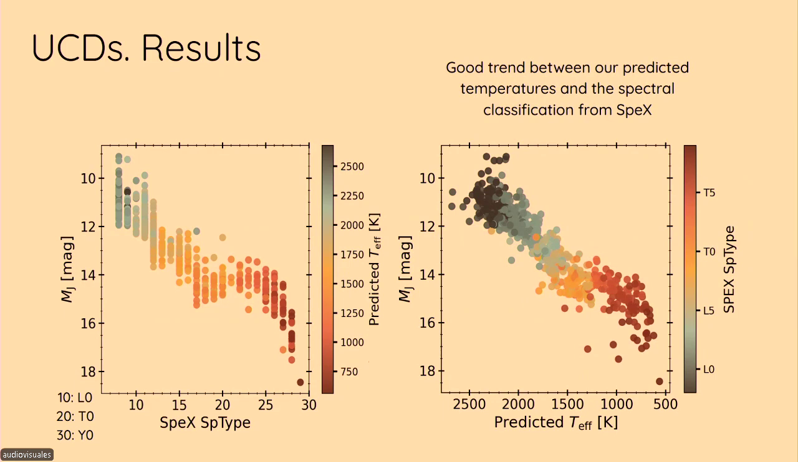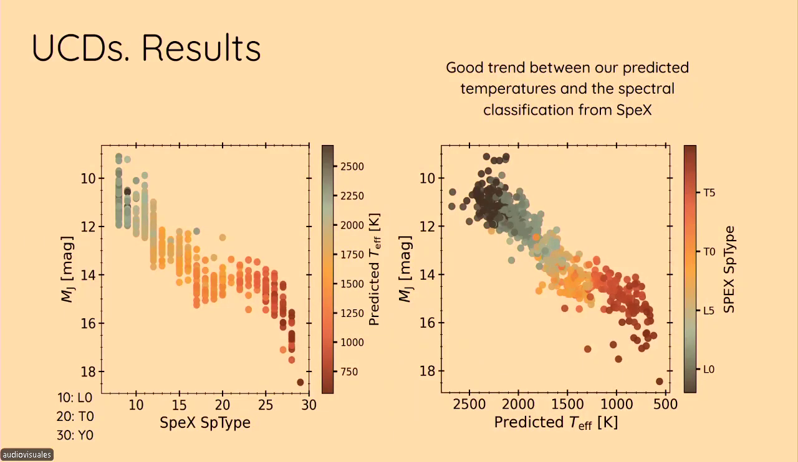So what we did is to repeat our methodology, the same methodology that I explained for the high resolution domain. We repeated the process using this new sample of data in the low resolution domain. And these are very preliminary results, but what we are finding is that the estimated effective temperatures that we obtain with this methodology have a very good trend, a very good relation with the spectroscopic spectral types that are available in the SPECS database, sorry.